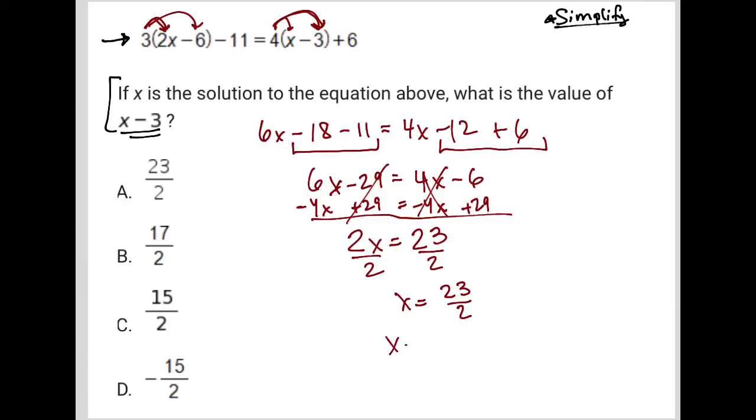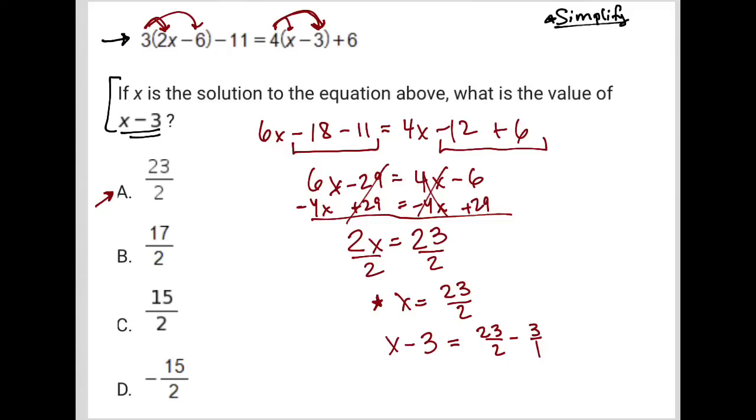But I want x minus 3, so be careful, because if you notice, answer choice A is 23 over 2. So a lot of students will make that mistake and think they found the answer here by solving for x. But the question wants x minus 3. So I'm going to take my 23 over 2 minus 3. I'm going to call it a 3 over 1.